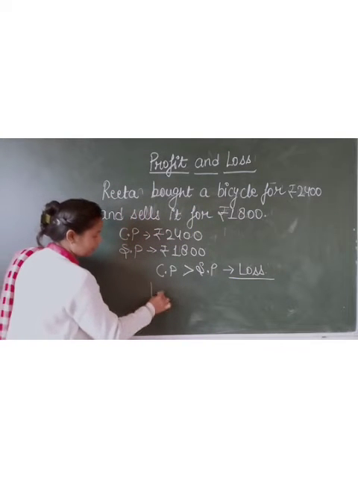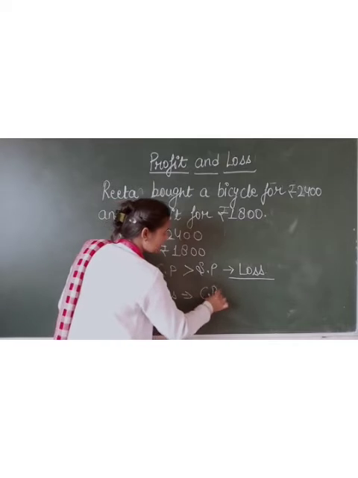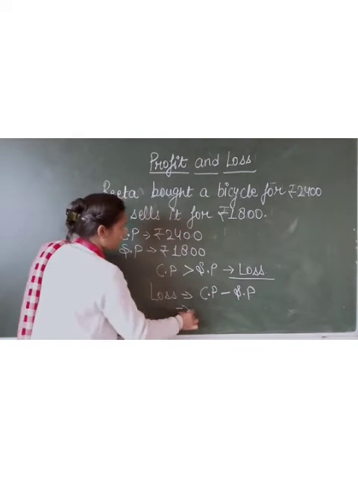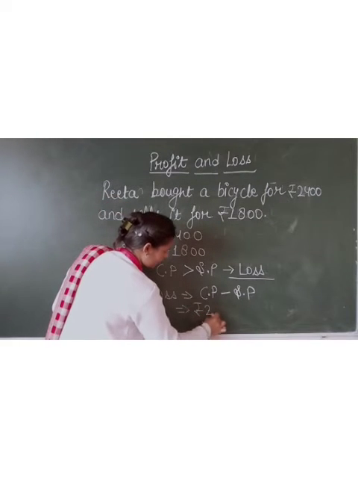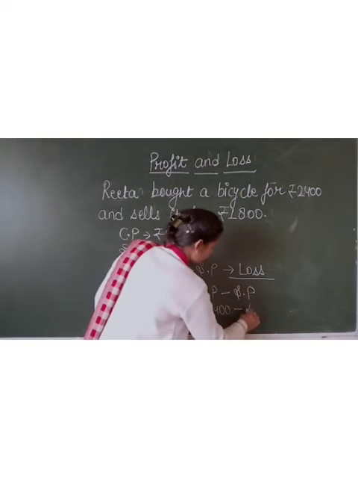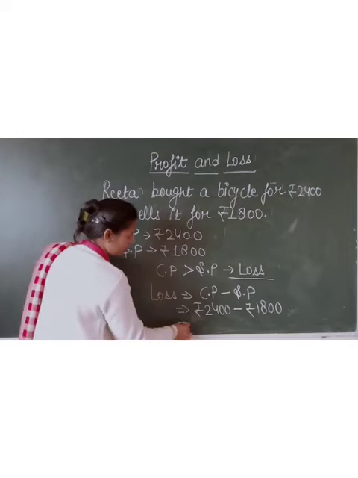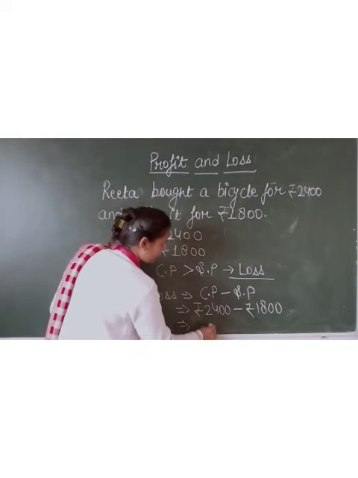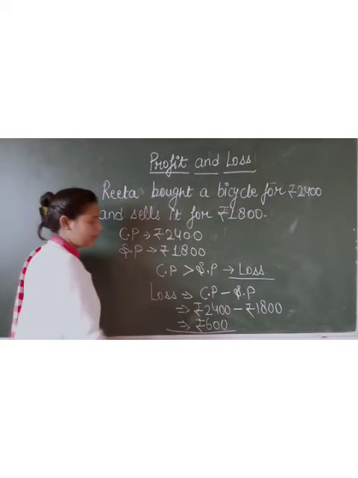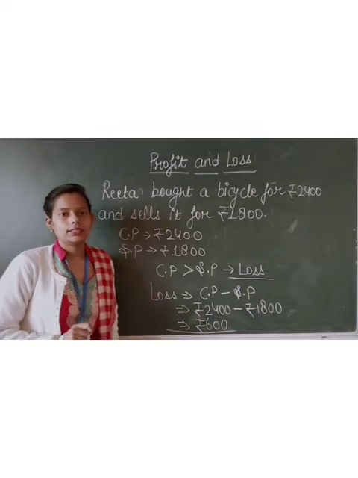And class, for finding the loss, what do we do? We subtract selling price from cost price. So our cost price is 2,400 and our selling price is 1,800. So after subtracting, we get 600 rupees as our loss. So Preeta got a 600 rupee loss after selling the bicycle.